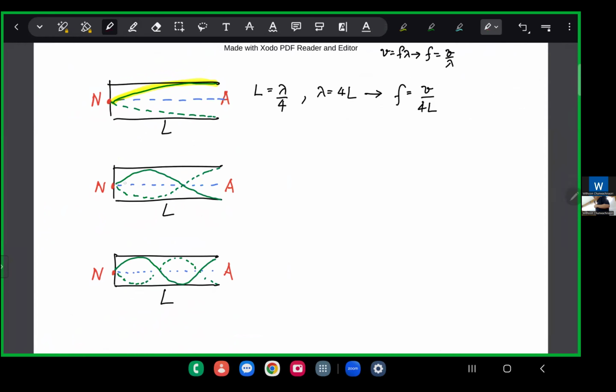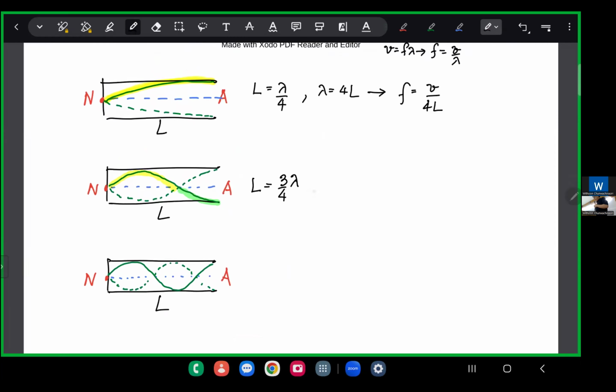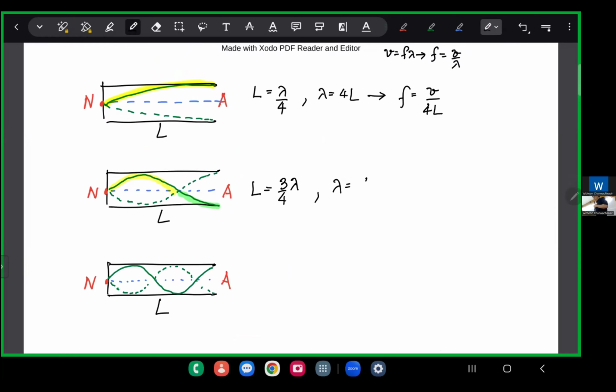Okay, next one. You have half a wavelength, and then another quarter. So with that, what you are having inside the tube is 3/4 of a lambda, and that fits the whole length of the tube. So the length of the tube is 3/4 the wavelength. That means your wavelength is 4L over 3. And that leads to the frequency of 3v over 4L.